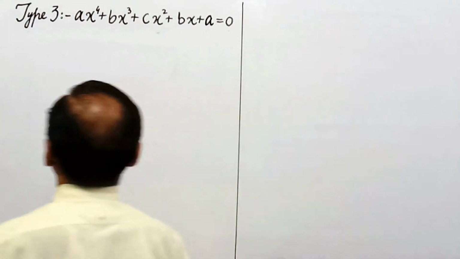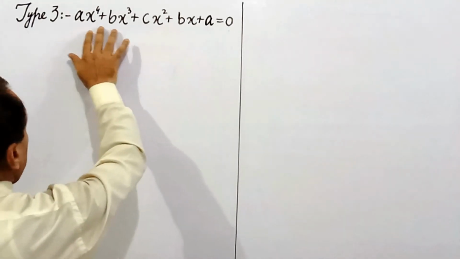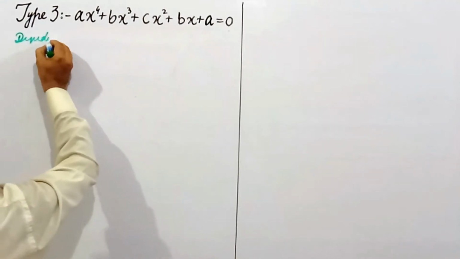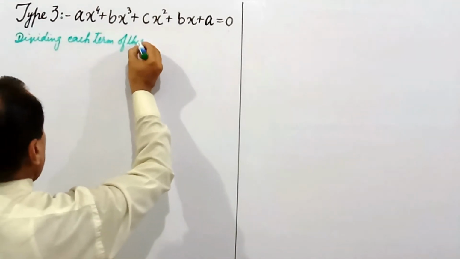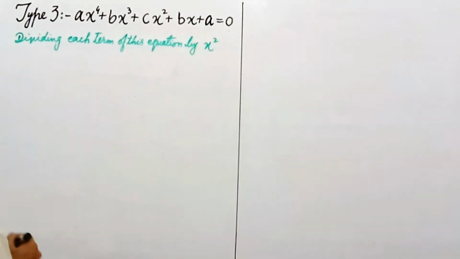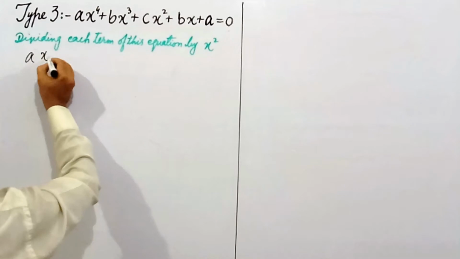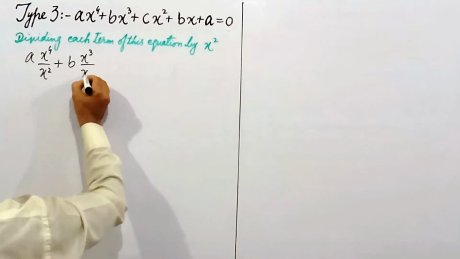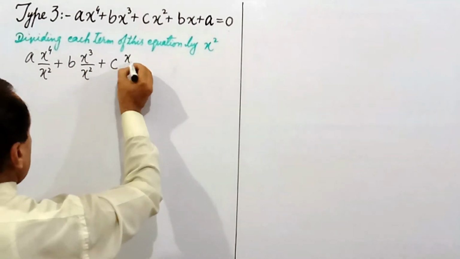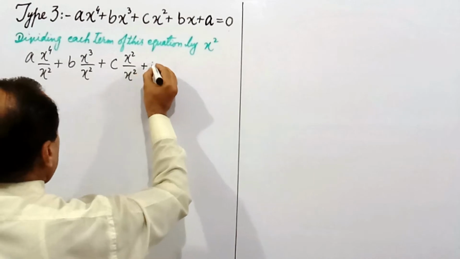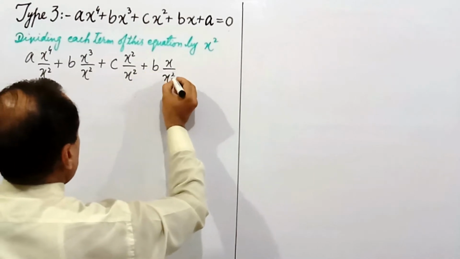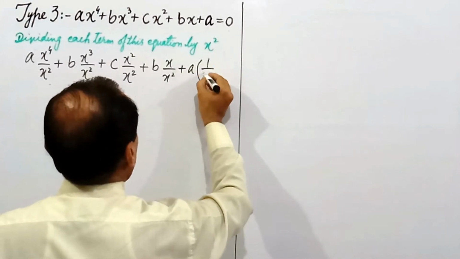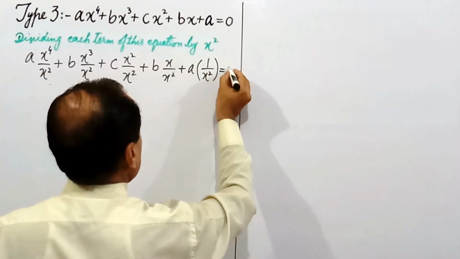So let's do it. In the first step, we divide each term of this equation by x square. We have a x raised to power 4 over x square plus b x raised to power 3 over x square plus c x raised to power 2 over x square plus b into x over x square plus a into 1 over x square is equal to 0.